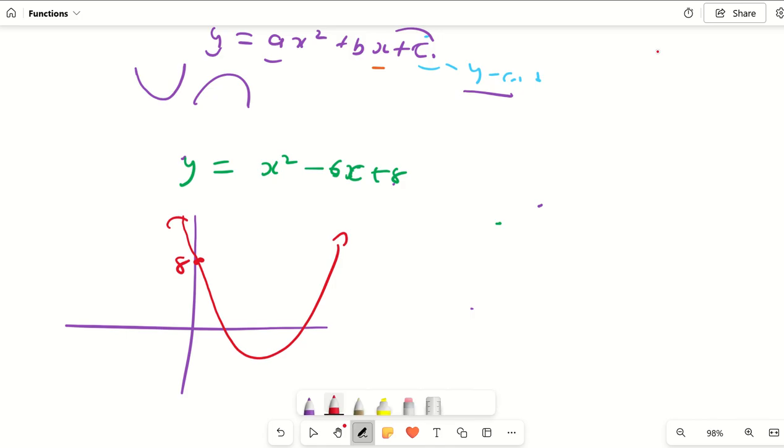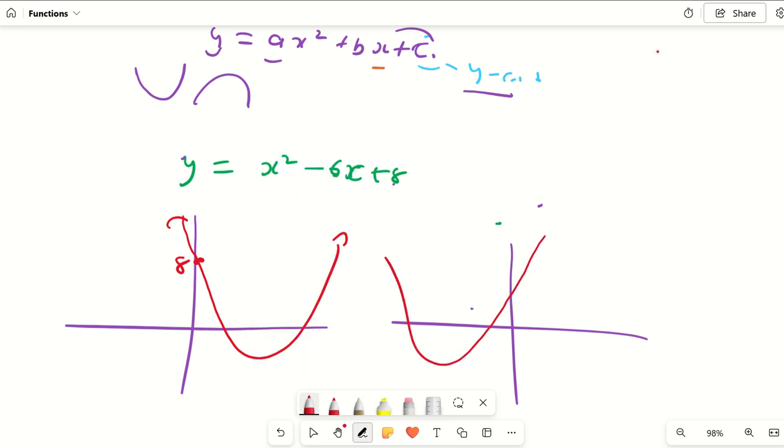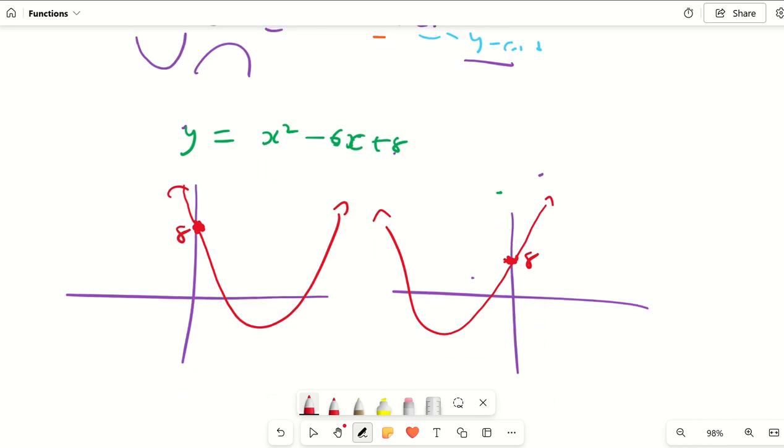Okay? Or it could look something like this. Sorry. With this being positive 8, right? So maybe the graph would cross the y-axis on the left hand part of the graph, or it could cross from the right hand part of the graph. Okay, that's how your graph would look. So now, if they ask you to sketch this graph, it will either look like this or like that. So how do you know it looks like this or like that?